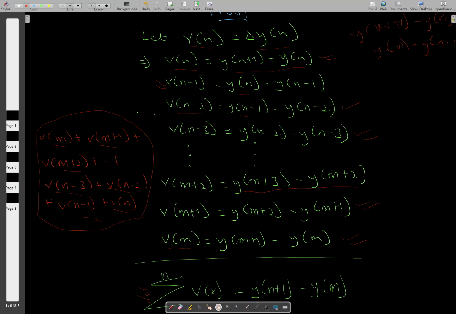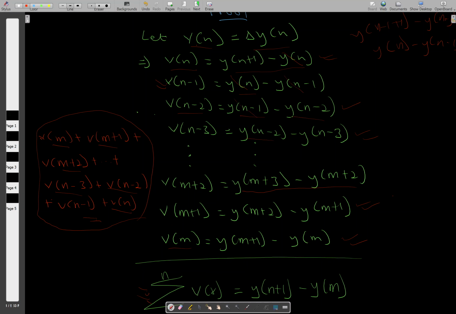So we are finding the sum on the right hand side of the equal sign. We have y of n plus 1 minus y of n plus y of n. We realize that this minus y of n and this plus y of n cancel out. Also this minus y of n minus 1 and this plus y of n minus 1 also cancel out. This is plus y of n minus 2.